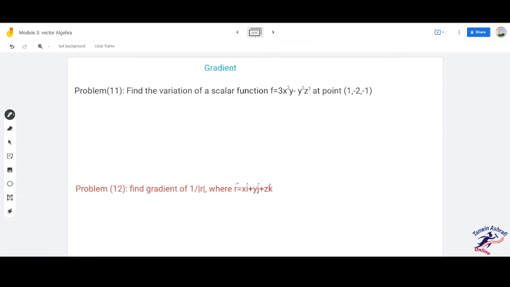As we studied gradient, divergence and curl, let's solve some problems on those. Now, problem number 11 talks about the variation of a scalar function f. It's a scalar function. Mind it. The f is equal to 3x square y minus y square z at the point (1, -2, -1).